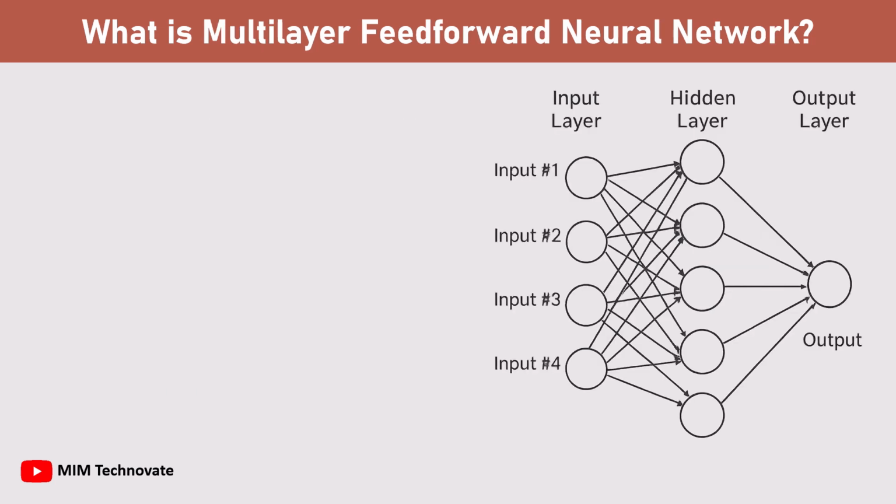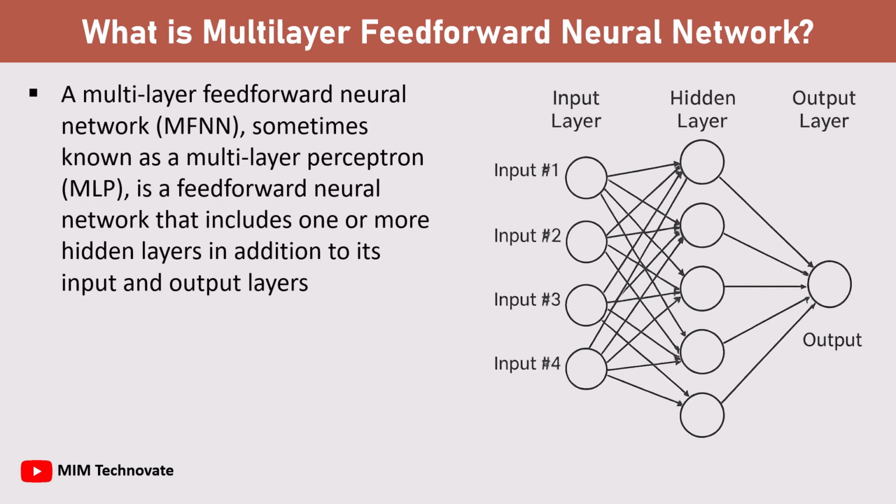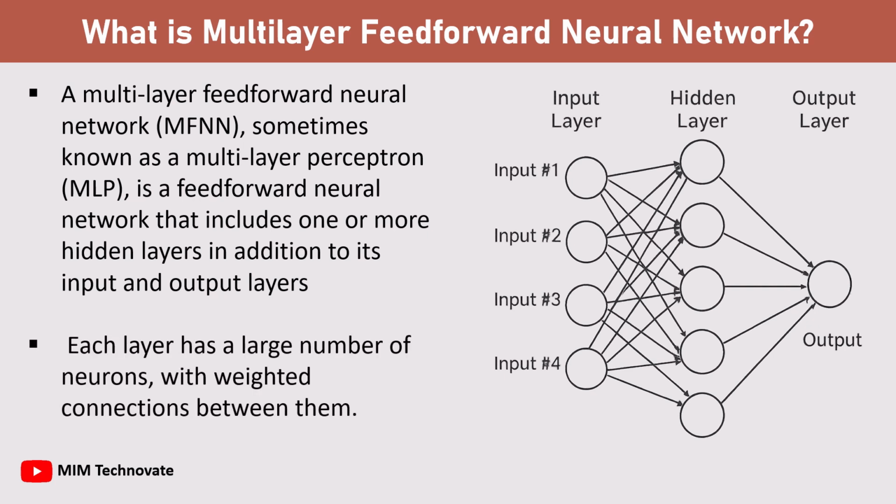What is a multilayer feed-forward neural network? A multilayer feed-forward neural network, sometimes known as a multilayer perceptron, is a feed-forward neural network that includes one or more hidden layers in addition to its input and output layers. Each layer has a large number of neurons with weighted connections between them.